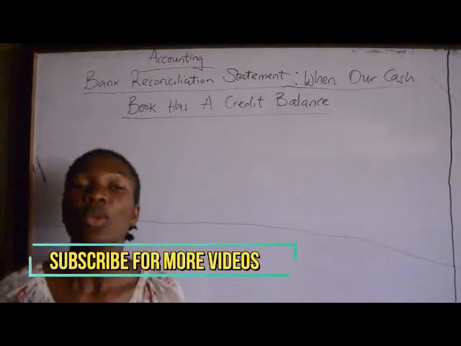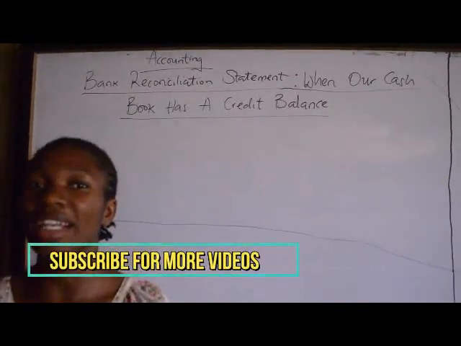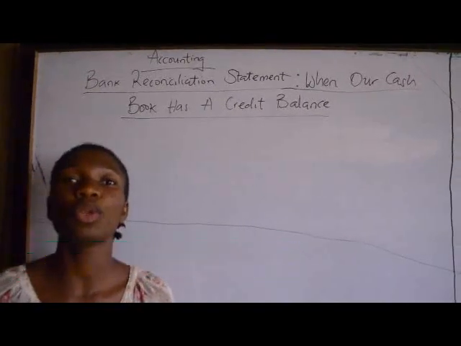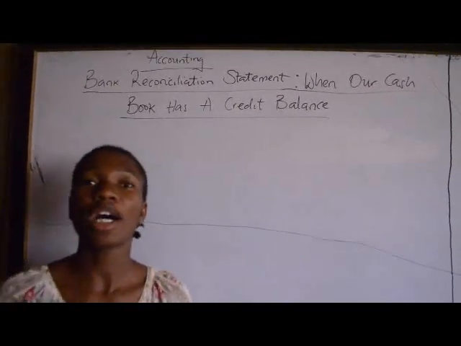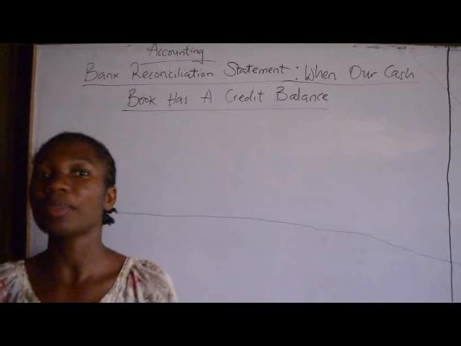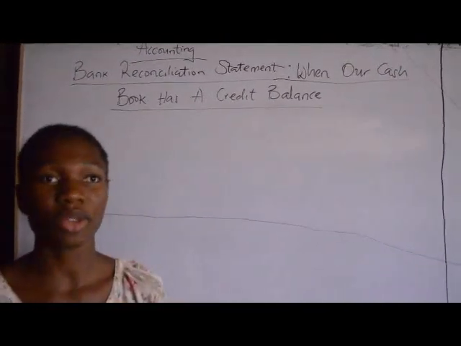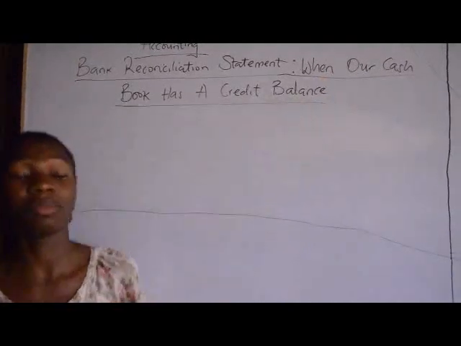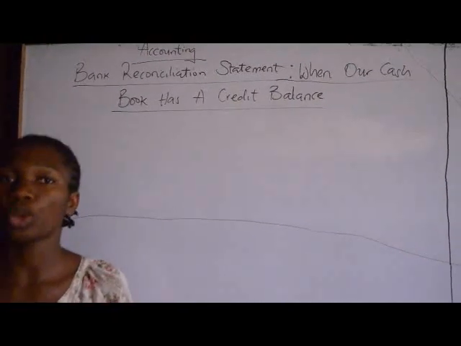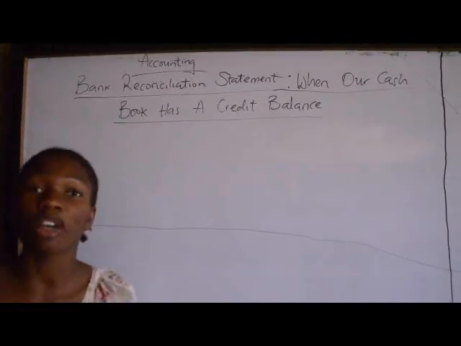Today we'll be looking at our bank reconciliation statement, in this case when our cash book has a credit balance. In our previous video we dropped a tutorial on a bank reconciliation statement when our cash book has a debit balance. A credit balance means our cash book is owing. That means there's an issue of overdraft.